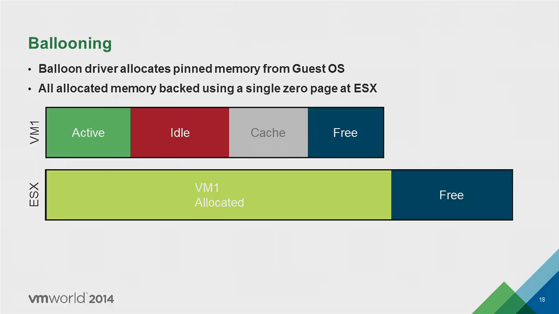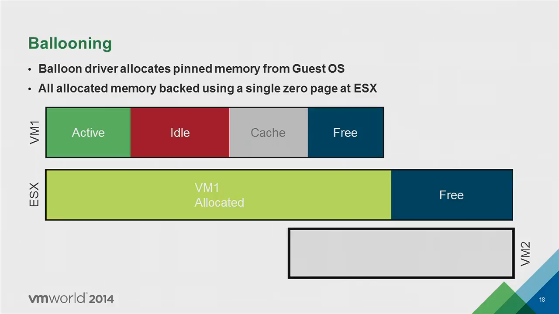The next technique is ballooning. In this technique, we want to introduce the host-level memory pressure into the VM. So we put a balloon driver inside the VM, and whenever ESX wants to reclaim some memory, say in this case you have VM1 running. Inside the VM, some memory is actively used and some memory is idle. I talked about SuperFetch: whenever a lot of free memory is available, guest OSs cache some of the disk data, so there's cache memory and free memory.